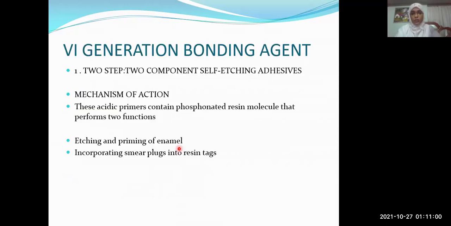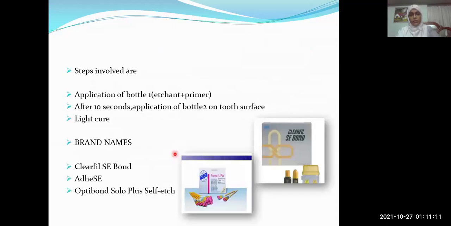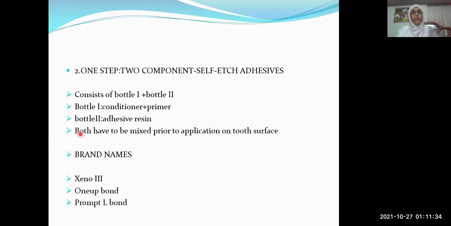So in the 6th generation, you have 2 components. So you have etching and priming of enamel and incorporating smear plugs into the resin tags. You just have 2 components, etchant and primer together as 1 bottle. You leave it for 10 seconds and then apply bottle 2 and then light cure. There's no rinsing at all. There's no etching and rinsing. You just apply bottle 1, which is etchant plus primer, wait for 10 seconds, apply bottle 2. Or you have bottle 1 and bottle 2, which you mix together prior to application, then apply directly on the tooth.